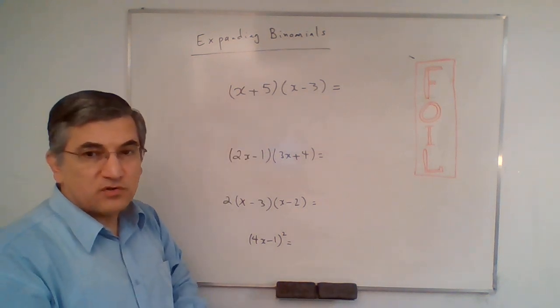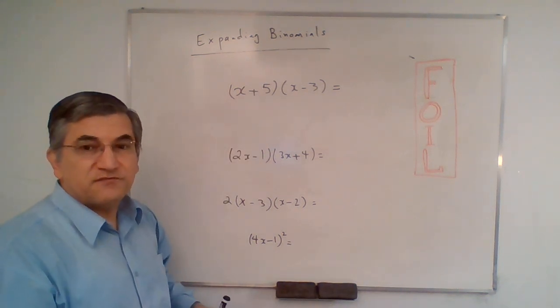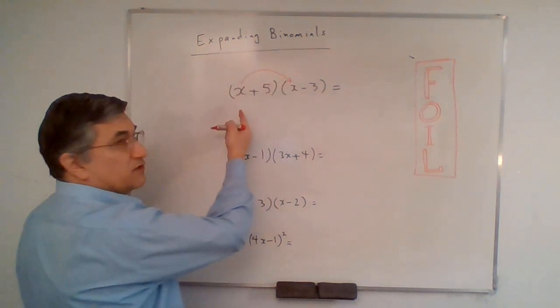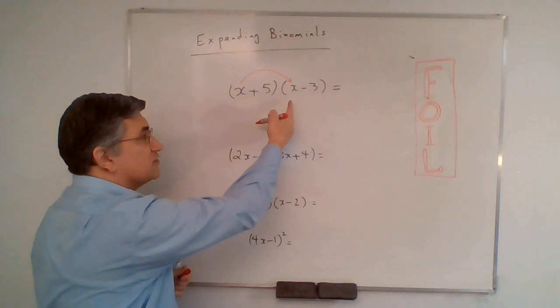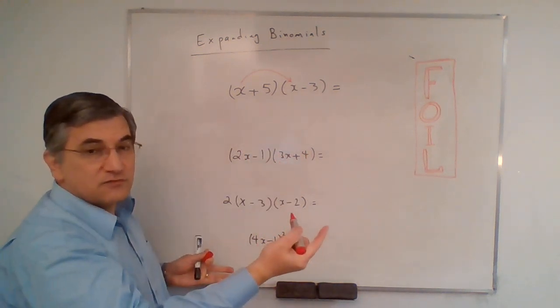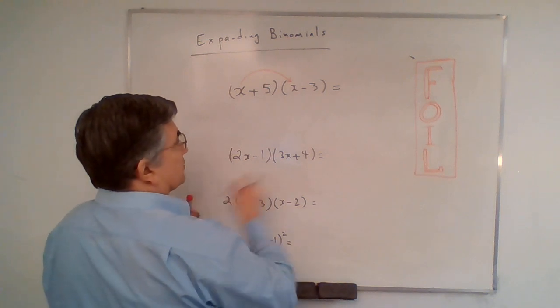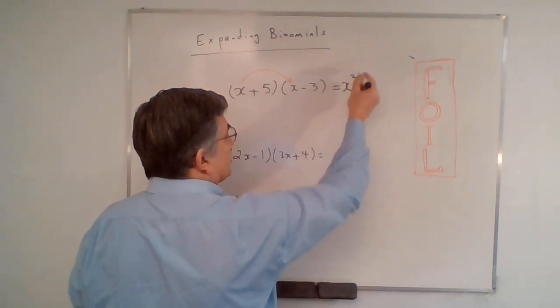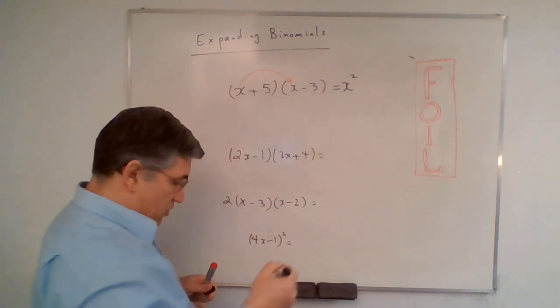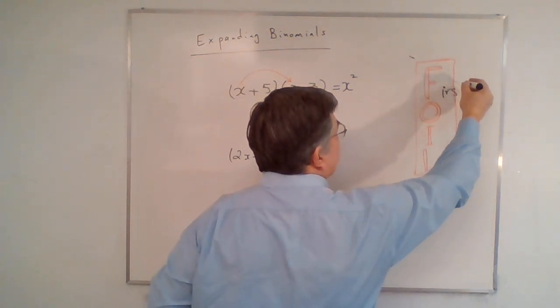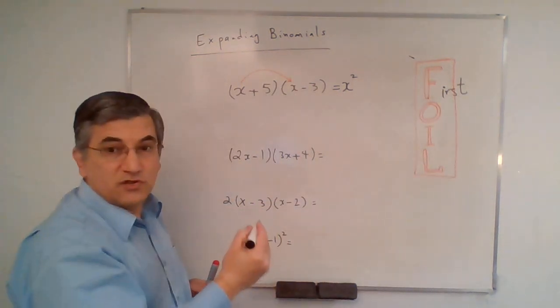This is how we multiply binomials. We multiply the first terms first. So I'm going to multiply the first term of the first binomial, which is x, by the first term of the next binomial, which is x too. So what is x times x? Well, obviously, it is x squared. So I'm going to write it down, x squared. So the first thing we do, we multiply the first terms. So that F stands for first terms.